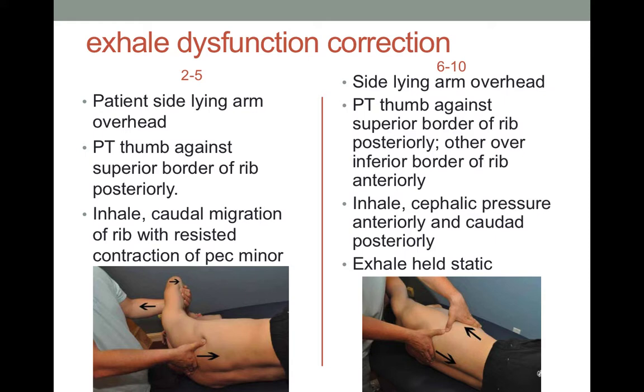In the middle to lower ribs, we need to assist with a bucket handle motion. Thus, we pull up on the lateral border of the rib to assist with inhalation as the patient inhales, and then hold it there while they exhale.